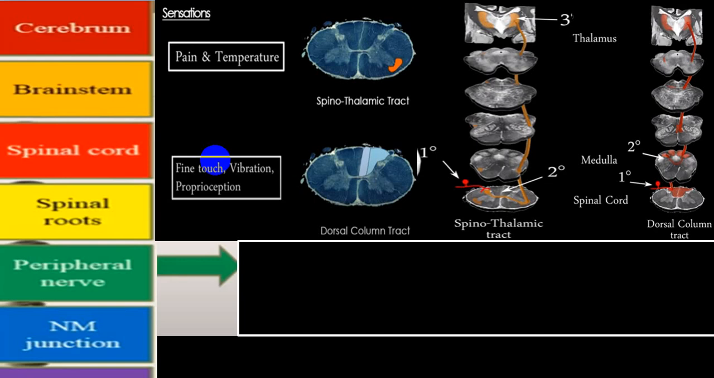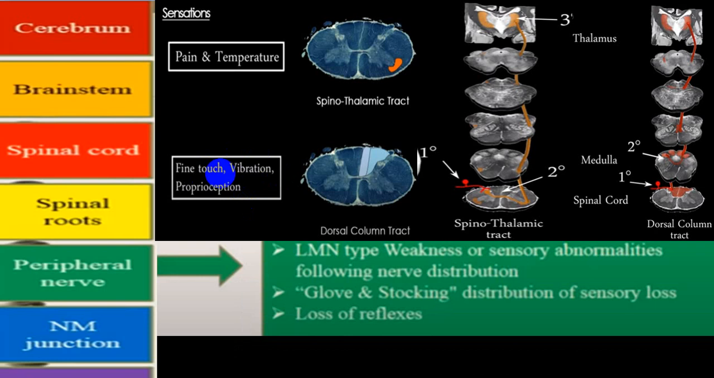In involvement of the peripheral nerves, mainly because it is only peripheral nerve, so it will be motor plus sensory plus autonomic. So lower motor neuron type of a weakness, sensory involvement in the area of distribution. Good number of time it will be glove and stocking type of distribution, and there will be loss of reflexes if that nerve is concerned with the reflex, maybe sensory, maybe motor.